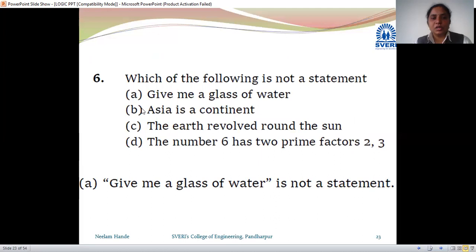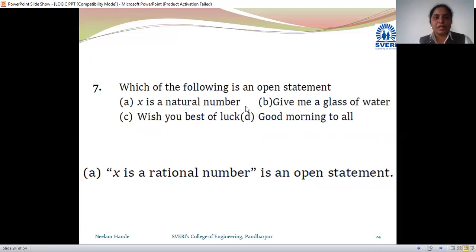Which of the following is not a statement? Once again, give me a glass of water. This is what we have asked someone. Asia is a continent? Yes. The earth revolves? Yes. The number 6 has two prime factors 2, 3. Yes, these are statements. And give me a glass of water is a request, so it is not a statement. Correct answer is A.